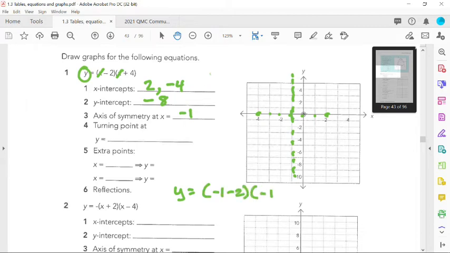Do you see that? I'm just taking the original equation and plugging in that negative 1 everywhere there was an x. Yeah? So now, just do the math. Y equals, what's negative 1 minus 2? Negative 3. Negative 1 plus 4 is positive 3. And negative 3 times positive 3 is negative 9, which is way down here.